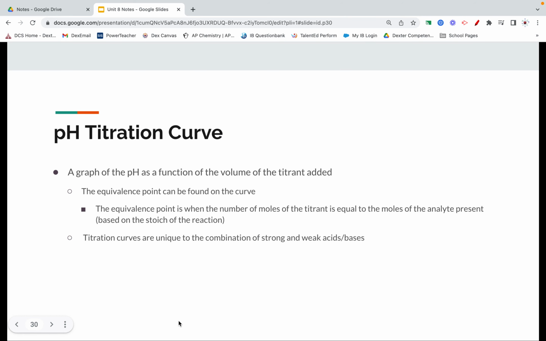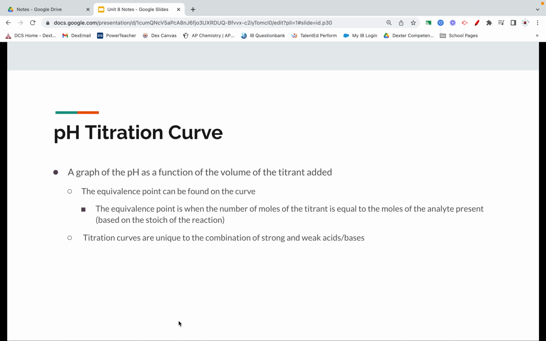Acid-base titrations. When we're looking at the titration, just like you're doing for redox, we're going to be using a titrant with an analyte and figuring out where the equivalence point is. When we graph this, we call this a titration curve, and its pH is a function of the volume of the titrant added. We're looking for specifically the equivalence point, which can be found in the curve, where the number of moles of the titrant is equal to the moles of the analyte. So titrant being the known solution, the analyte being the unknown solution in most cases. And it's that same stoichiometric equation that we used when we did redox titrations.